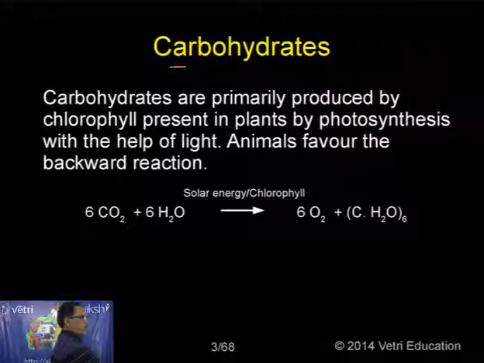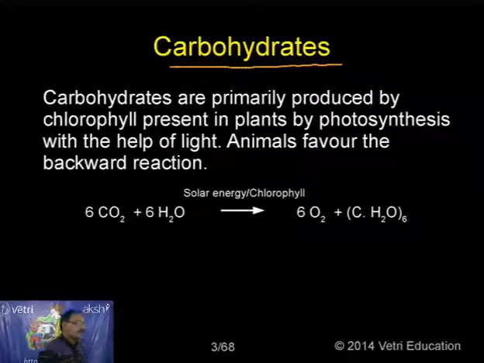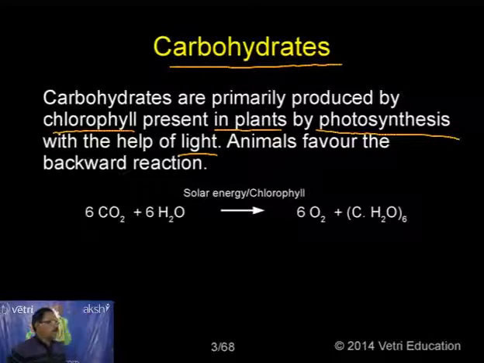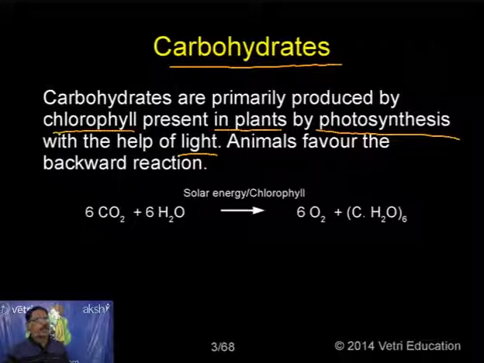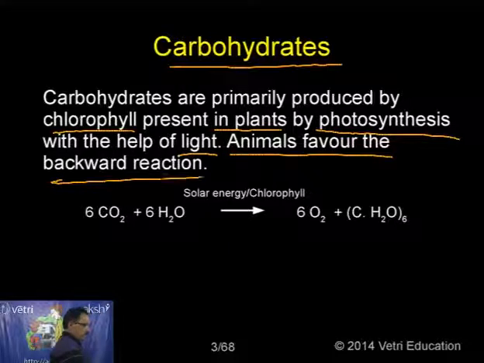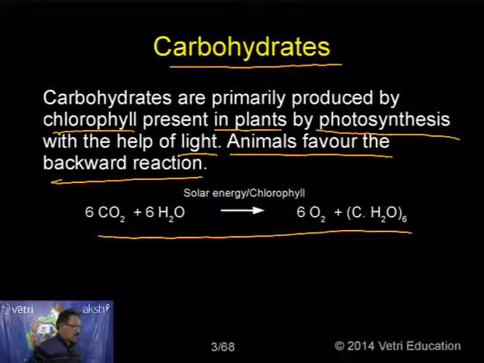What is carbohydrates? Carbohydrates are primarily produced by chlorophyll present in plants by photosynthesis with the help of light. Another important information here I want to convey: animals favor the backward reaction. So this is the stoichiometry of the reaction.